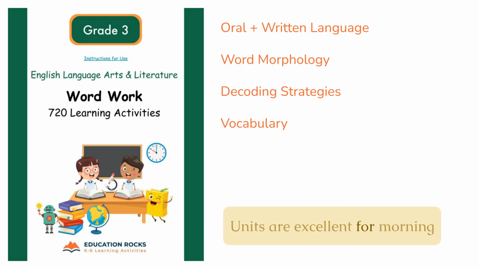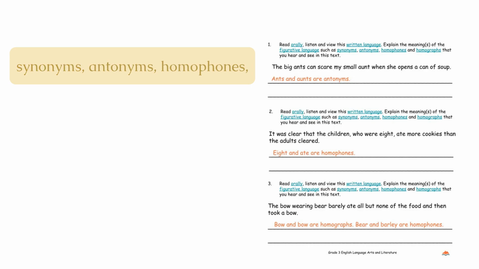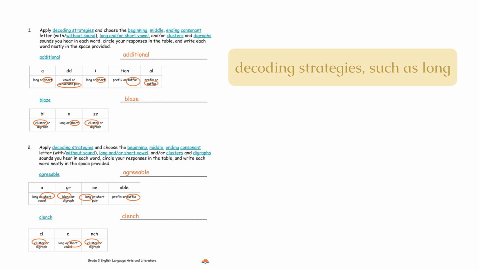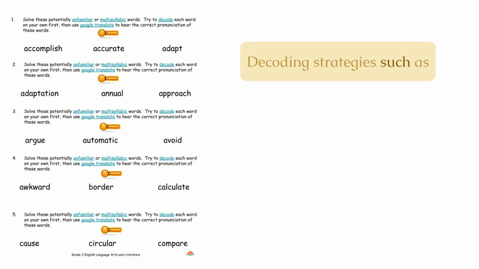Units are excellent for morning work, targeted independent practice, and/or assessments. Figurative language, such as synonyms, antonyms, homophones, and homographs. Word morphology. Decoding strategies, such as long and short vowels, vowel pairs, consonant pairs, prefixes and suffixes, clusters, digraphs, and diphthongs. Tier 2 vocabulary. Decoding strategies, such as multisyllabic unknown words.